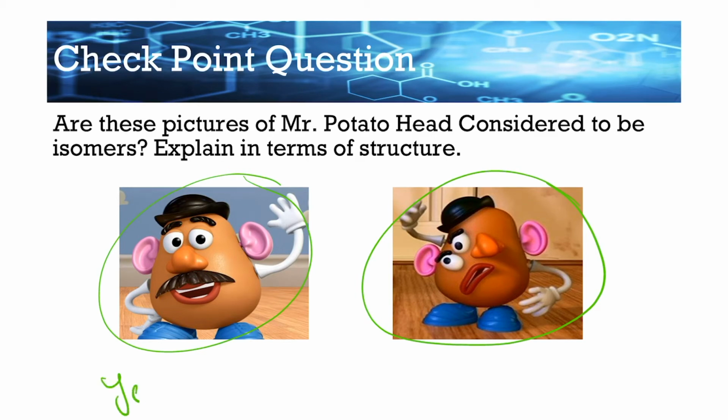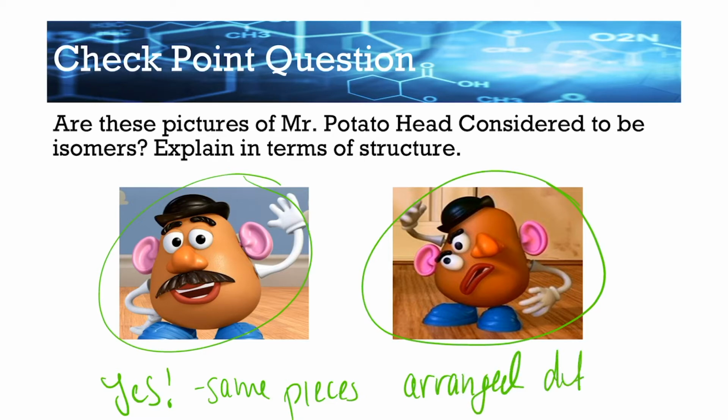And the answer is yes, because you have the same pieces, but they are arranged differently. So he still has his black hat, his eyebrows, his 2 eyes, the nose, 2 ears, mustache, mouth, and feet, and 2 arms. But now everything's placed in a different location.